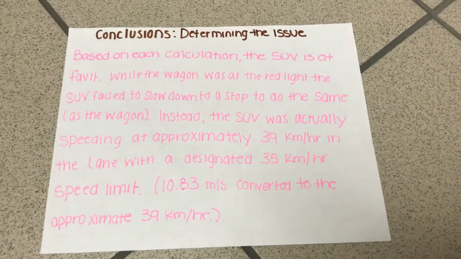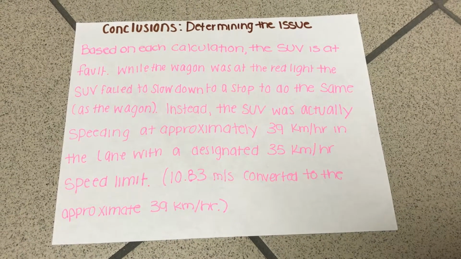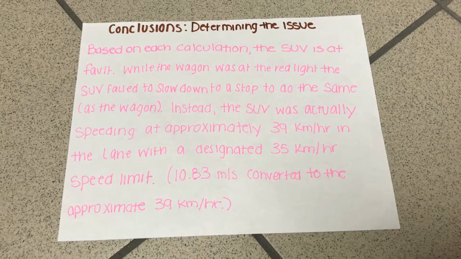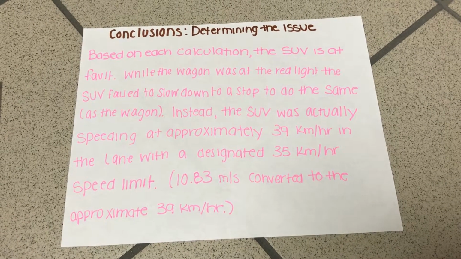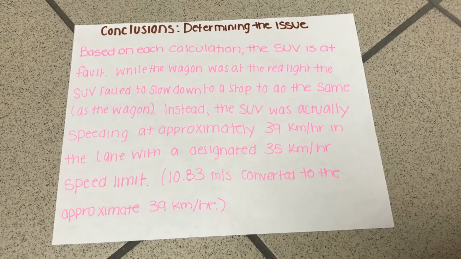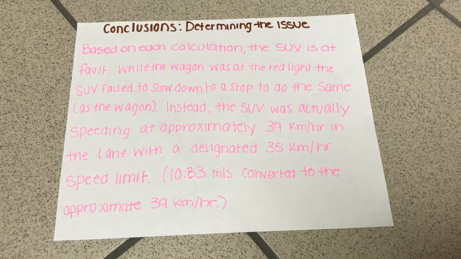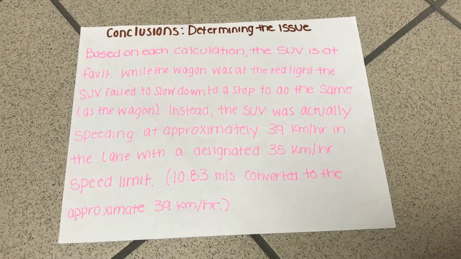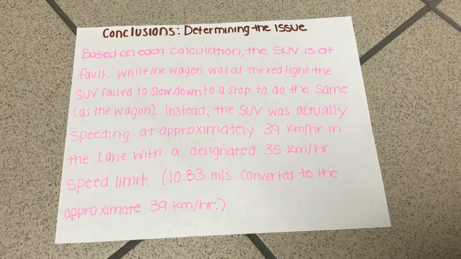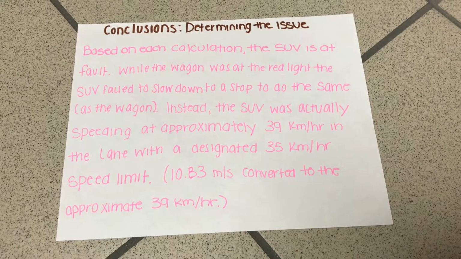Based on all of our previous calculations, we were able to determine that the SUV was definitely at fault. The wagon was at a red light and the SUV failed to slow down to a stop and do the same as the wagon. Instead, the SUV was speeding at approximately 39 km/h, which is 10.83 meters per second converted, and it was definitely way over the 35 km/h speed limit on that Tequila Road zone.